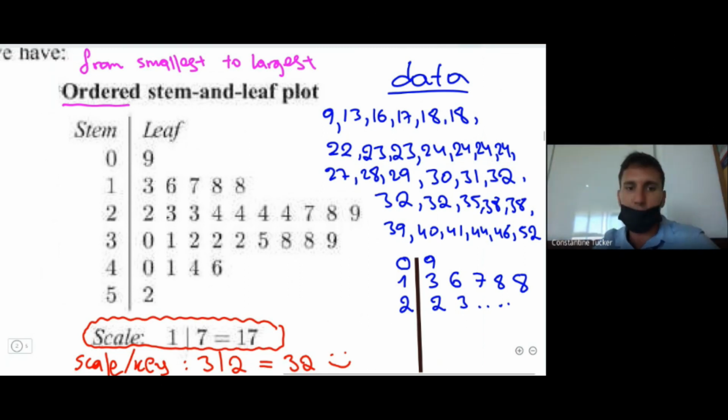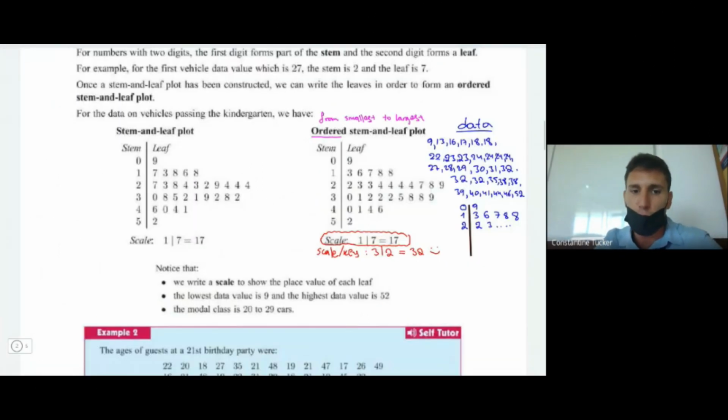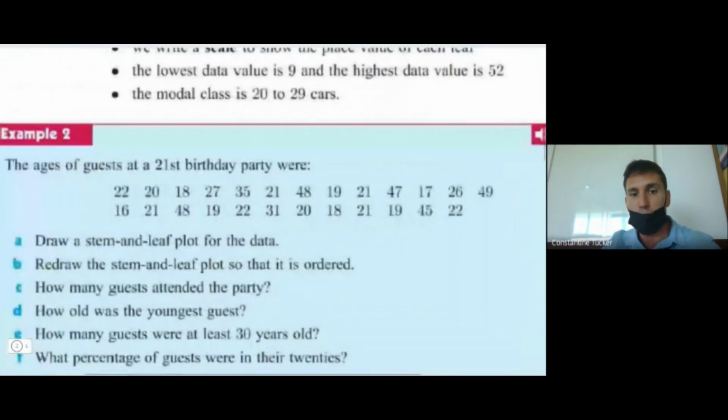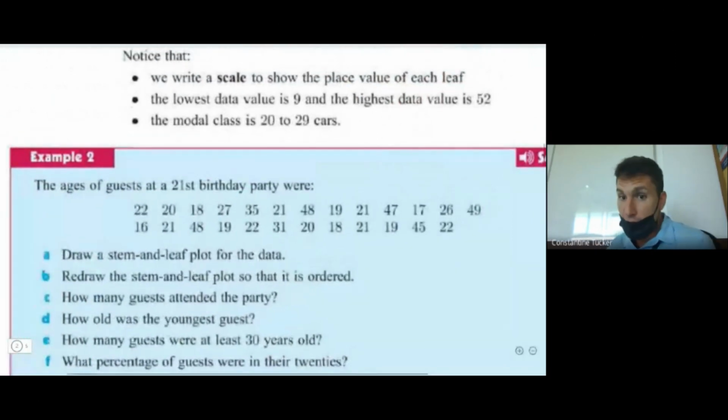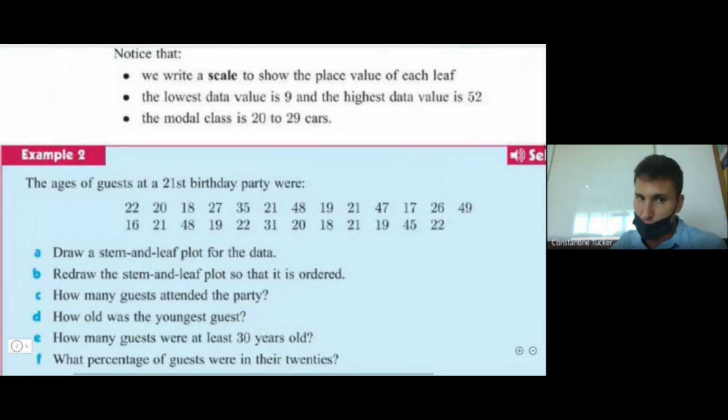Right, moving on then to what do we have to do? We have to take a list of data and draw a stem and leaf. Then we can answer various questions about that stem and leaf. Very simple, right? Yes, very good.